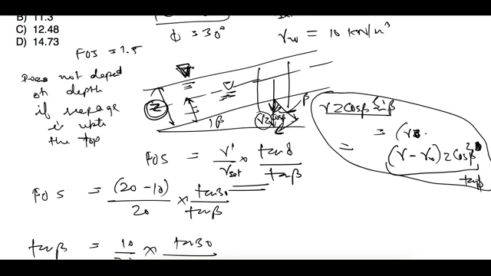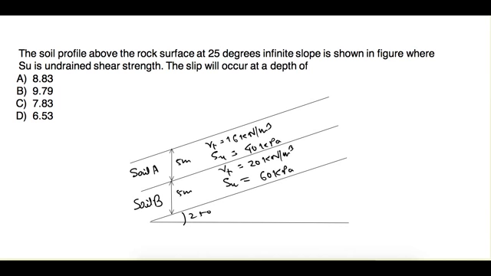The next question is: the soil profile above the rock surface at 25-degree infinite slope is shown, where Su is the undrained shear strength. The slip will occur at a depth of? So this is a stratified soil profile on an infinite slope. Two types of soils are there, and undrained shear strengths are given for both of them, and their unit weights are given, as well as the slope angle. So we need to find the depth of the slip.